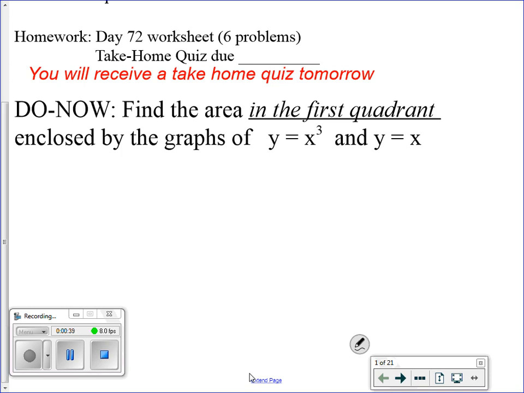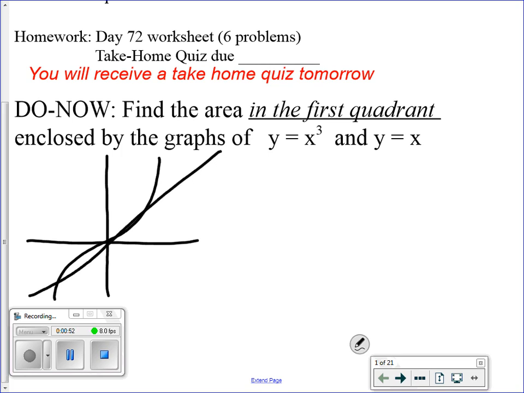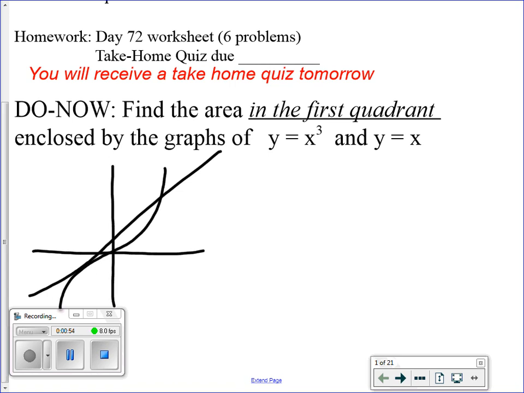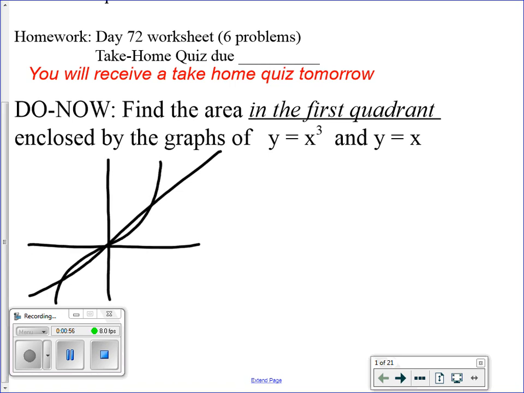Okay, so we want to find the area enclosed in the first quadrant by the graph y equals x cubed, which just looks like that, and the graph y equals x. But we're just talking about the area in the first quadrant, so we're just talking about this area right here, the area of that region.